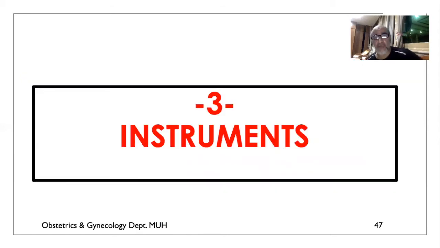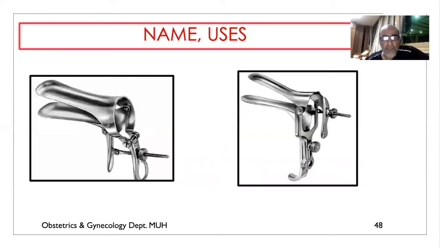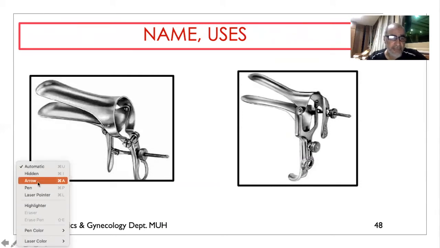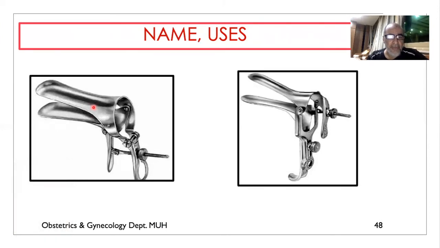We come to the instruments. What is this instrument? This is the self-retaining bivalve Cusco speculum. And this is another similar speculum with an additional screw or additional joint, and it is called Graves speculum. It gives more dilation of the cervix.